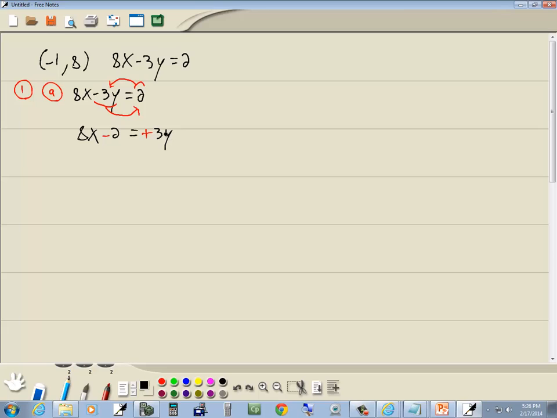Now we're going to divide everything by the number in front of the y, because again we're trying to get y by itself. So we get 8 divided by 3 x minus 2 divided by 3 is equal to 3 divided by 3 y, or 8/3 x minus 2/3 is equal to y.